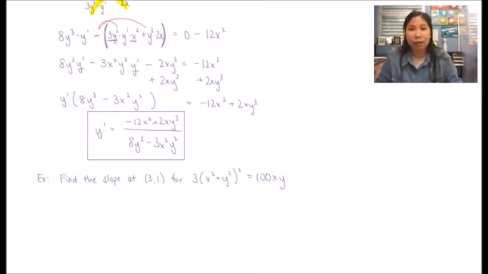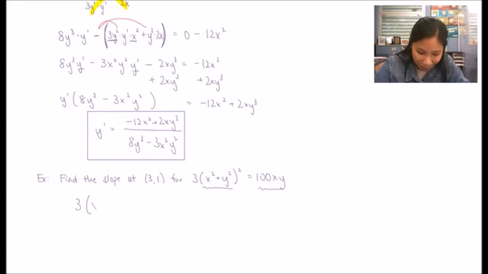So what we need to focus on, though, is finding the derivative of 3 times x squared plus y squared raised to the second power equals 100xy. Oh my goodness. So first of all, here, I've got parentheses, which means I'm going to need chain rule. And then the second half of the equation, I've got multiplication, so I'm going to need product rule there. So here we go. Let me rewrite this bigger so I have lots of space. Okay, let's start with the chain rule.